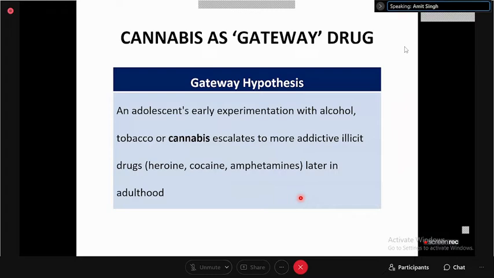Cannabis is also often talked about as a gateway drug. So, what is the gateway hypothesis? It refers to an adolescent's early experimentation with alcohol, tobacco, or cannabis, which are usually considered soft substances or soft drugs. It escalates to more addictive illicit drugs, heroin, cocaine, or amphetamines later in their adulthood. So, cannabis is sort of a gateway to these illicit or hard substances. That is why it is often referred to as a gateway drug.